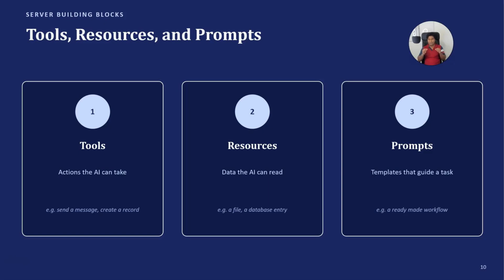The second is called resources. These are pieces of data the AI can read. Think a file or a database entry. And the third is called prompts. These are ready-made templates that guide how a task should be done. So when you hear someone say a server exposes tools, resources, and prompts, that is really all it means. Actions to take, data to read, and templates to guide the work.